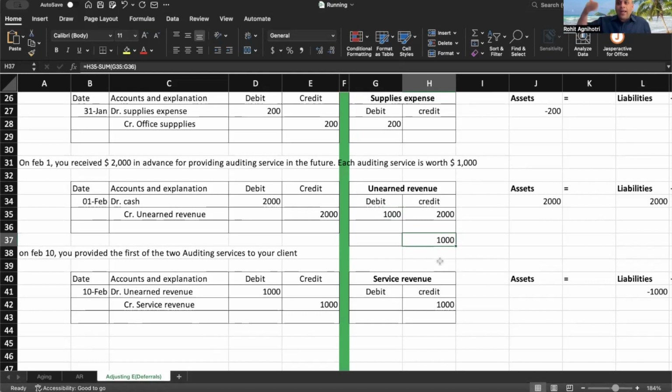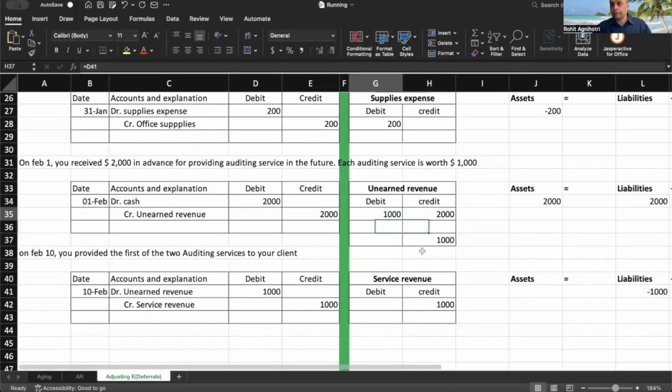Means when you provide the second auditing service, you have used all your advance deposit. After that, now it's up to the customer. If they want to pay in advance later on, they can pay, or they can just request your service and pay you cash after you have done auditing their statement. It depends on your relationship with your customer. But as far as these $2,000 are concerned, every time you provide a service, you will be using the balance from your unearned revenue.